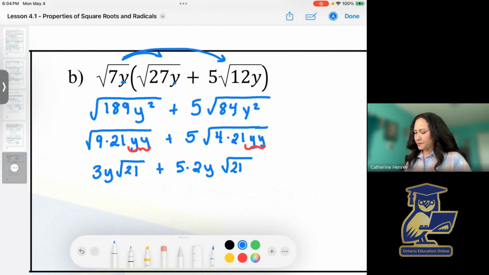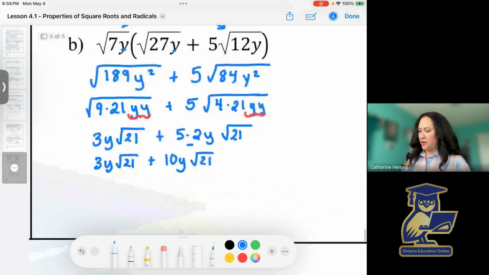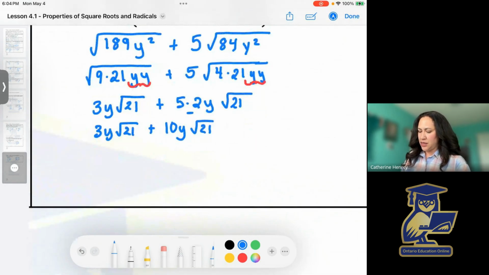I'm going to tidy this up a little bit right here. And I have 3y times the square root of 21 plus 10y times the square root of 21. And when I combine those, I will get 13y times the square root of 21.